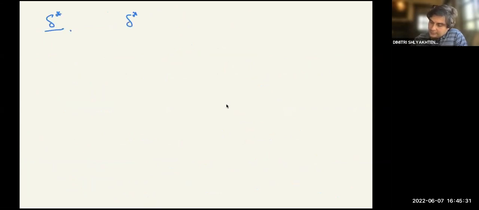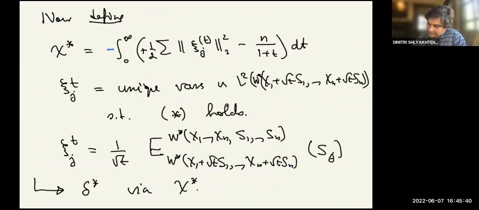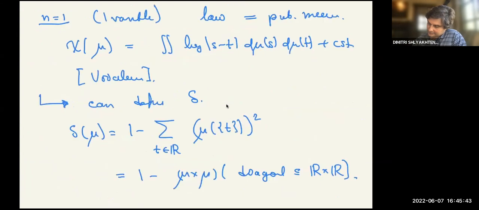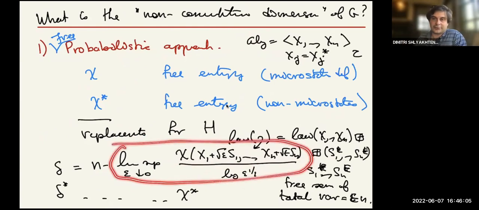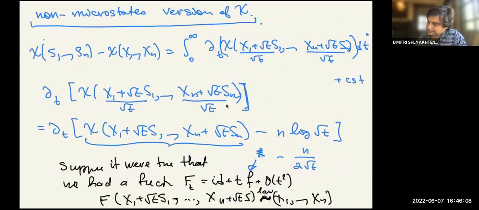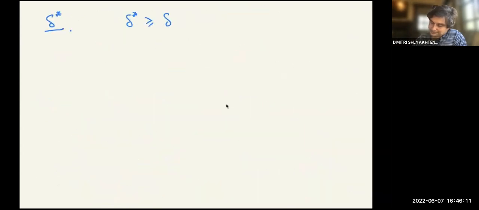Well, delta star we know is bigger or equal than delta. Why? Because if you look at the formula, notice that for small epsilon, this guy is negative. So if you make this entropy larger, then once you divide it by a negative number, it ends up being smaller. But then if you subtract it from n, the result ends up being larger, right? So delta star is bigger.